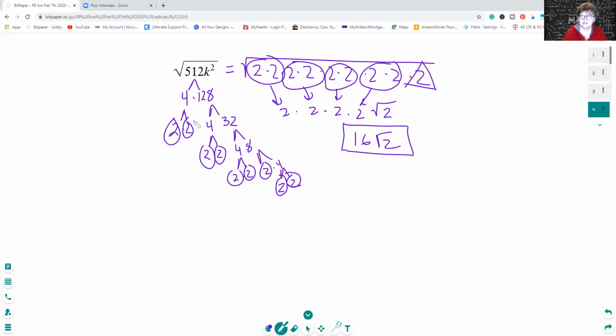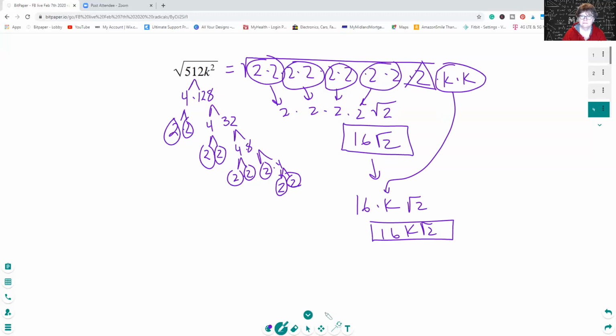Now that's not the final answer though, because I had a k squared, didn't I? You may think, oh no, not variables under the square root. Don't worry, the same rule applies for variables. So I have k squared. Well, k squared means k times k. And anything I have a group of 2 on a square root, I get to take out. Well, I've got a group of k's. Holy cow. So no worries, it works exactly the same. It's got to, or the algebra wouldn't work. So this comes out as just a k, and then the square root of 2, and nothing else is underneath there, so it's just 16k square root of 2.